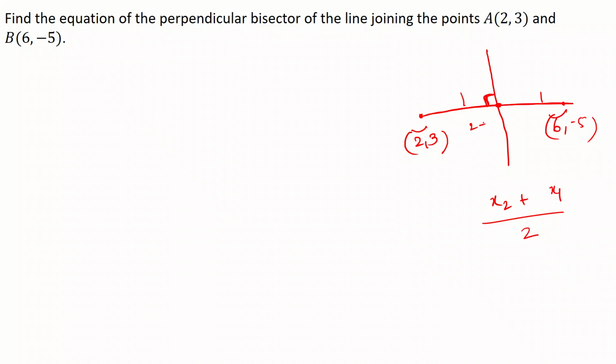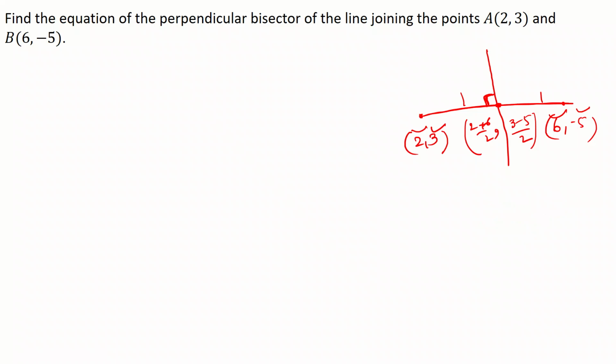So you just do 2 plus 6 divided by 2. That will give you the x coordinate. And similarly the y coordinate, it's 3 minus 5 divided by 2. So you get the midpoint of it. So it's just that simple. You don't need to do all of those things.